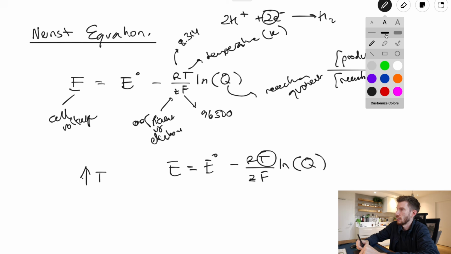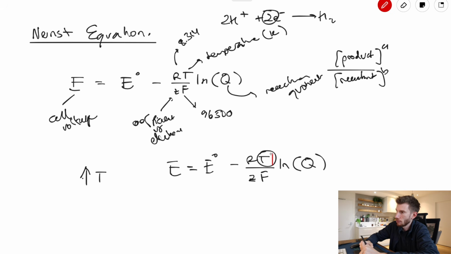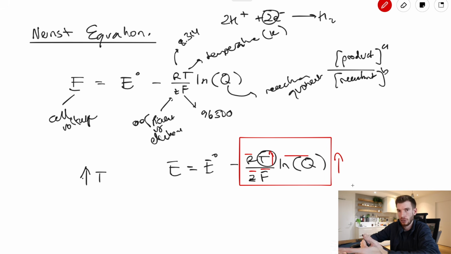So if we trace this, if we increase temperature, we're assuming that all the others are holding constant. This whole block is going to get bigger now as a result of that increase in temp, which means that we're taking away a bigger number. So if you take away a bigger number, you actually get a smaller cell potential. So now we know that increasing temperature equals decreased E of the cell, like that, right?